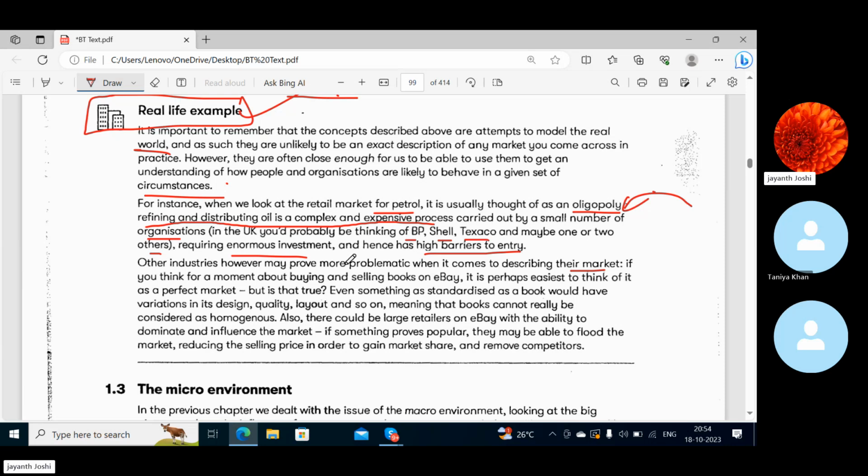Other industries, however, may prove more problematic when it comes to describing their market. If you think for a moment about buying and selling books on eBay, an e-market website whereby online books are sold, and you want to buy or sell your second-hand books through this website, it is perhaps easiest to think of it as a perfect market. But is that true? The question is, even something as standardized as a book would have variations in its design, quality, layout, and so on, meaning that books cannot really be considered homogeneous.